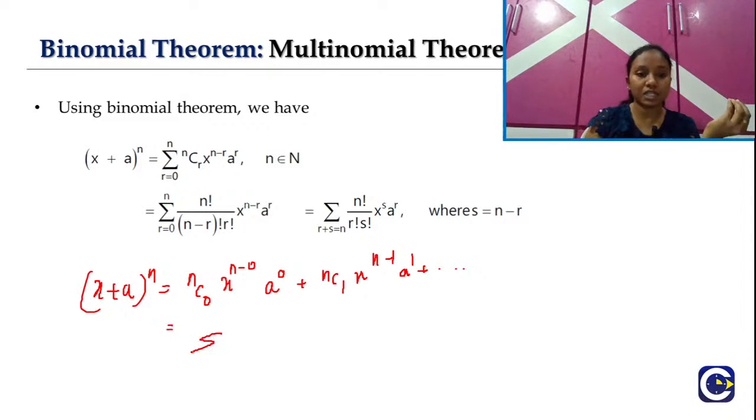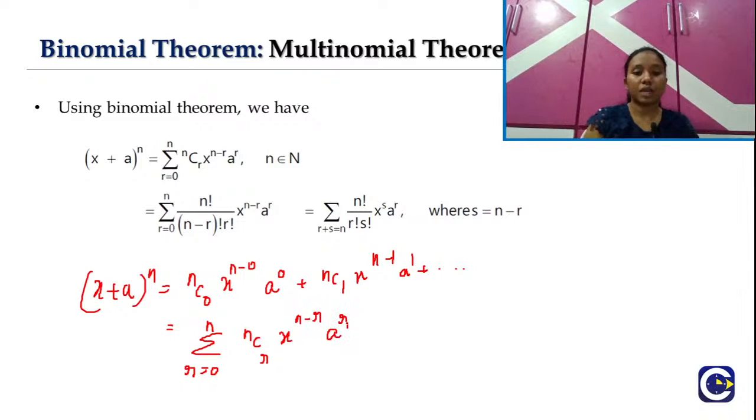So now this can be written as sigma. We'll consider this index to be r. r will start from 0 and end at n. That means nCr x^(n-r) a^r. That means the expansion of our general binomial theorem (x + a)^n is given by sigma r equal to 0 to n, nCr x^(n-r) into a^r.